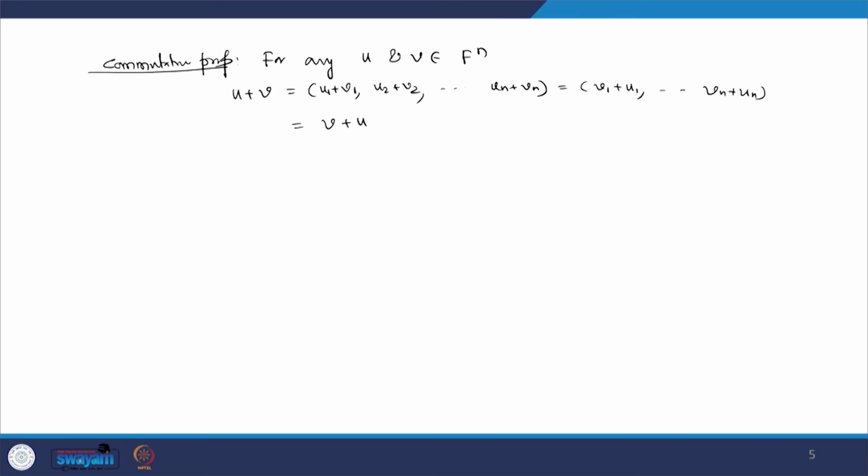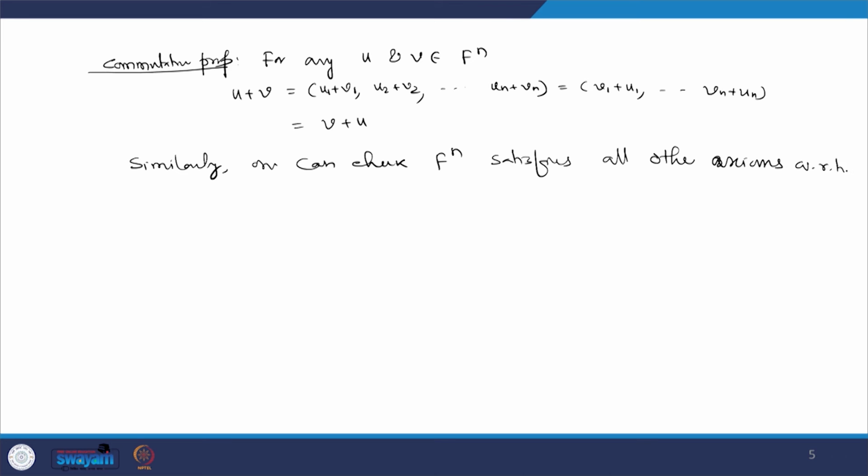Similarly, one can check Fn satisfies all other axioms with respect to scalar multiplication also. So, V equal to Fn is a vector space.